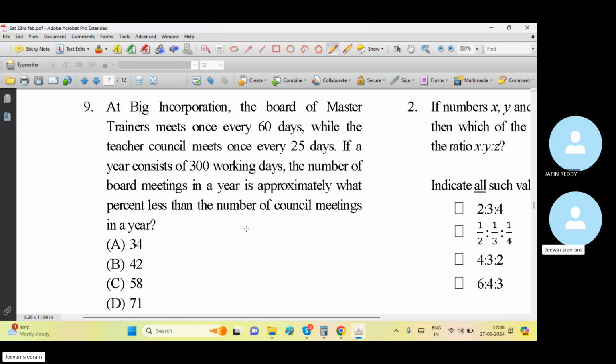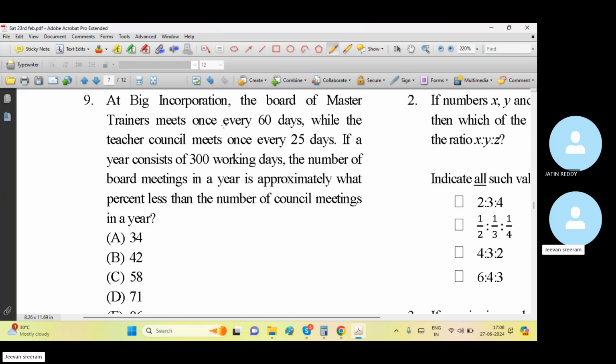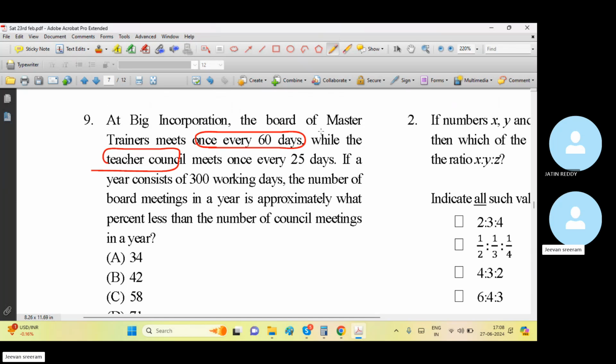At a big corporation, a board of master trainers meets once every 60 days, while the teacher council meets once every 25 days. If a year consists of 300 working days, the number of board meetings in the year is approximately what percent less than the number of council meetings?